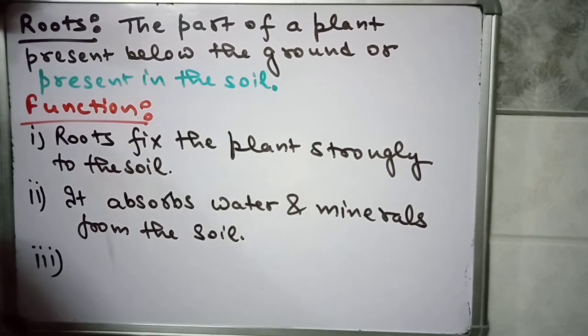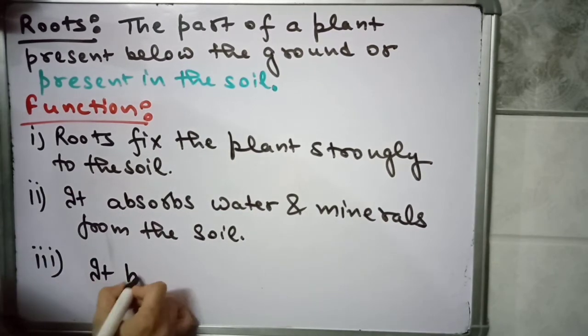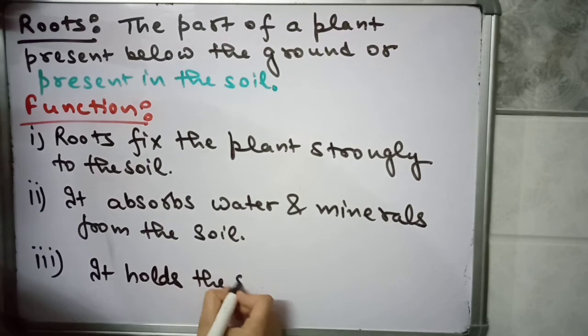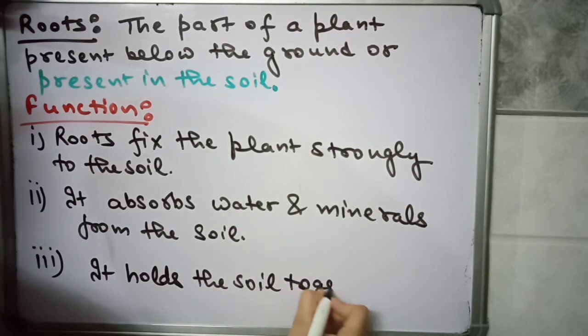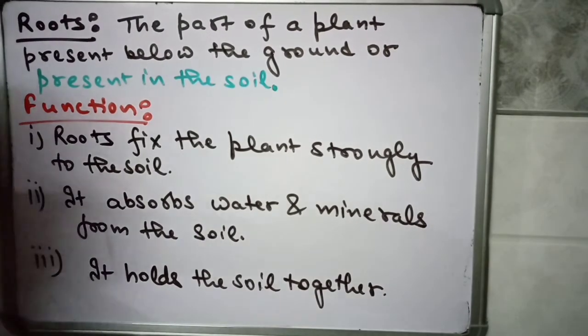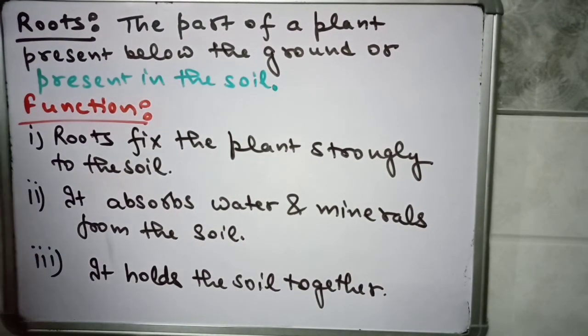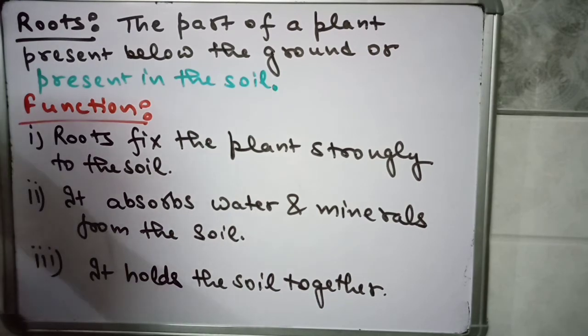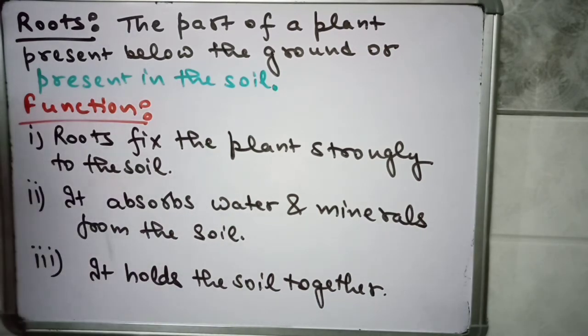Next function of the root is that it holds the soil together, so that the soil is not washed away by the water or by the wind. You must have learned in your previous classes that roots help to prevent erosion, which is removal of the upper layer of soil or ground due to the rain, due to the water, due to the air, winds.